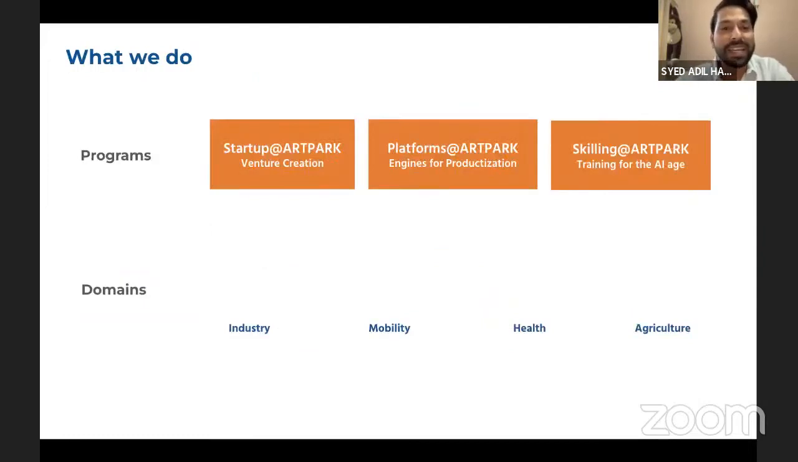What we do exactly is three things. We do a venture creation program called Startup at Art Park. We do platforms creation, which is more of resource test beds and data centers.